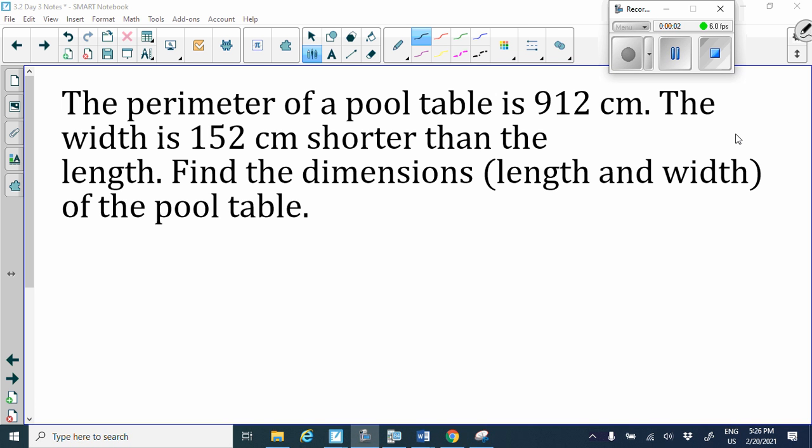Hey guys, so here is part 3 of the 3.2 day 3 notes. Once again, we're going to be doing word problems.